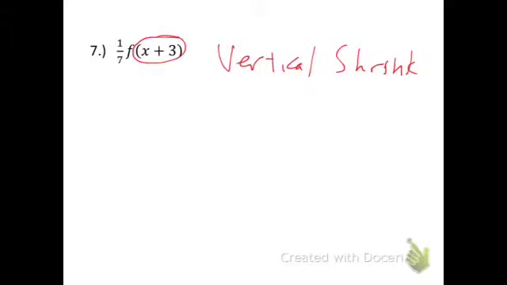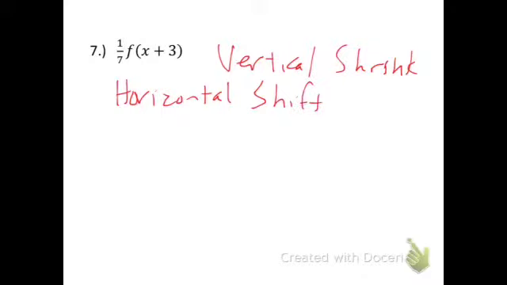And then on 7, the 1/7 out front, you're going to times all your y values by that, so we're going to get a vertical shrink by a factor of 1/7. And adding 3 inside is like taking all the x values and moving them left 3. So we're going to have a horizontal shift, and it's an amount of negative 3.